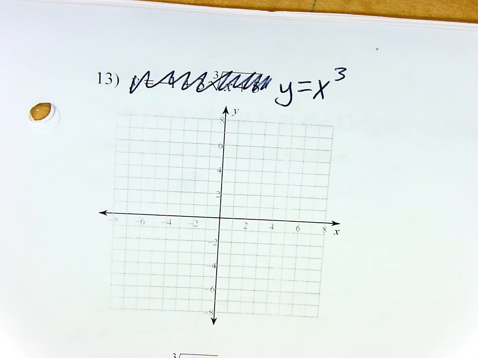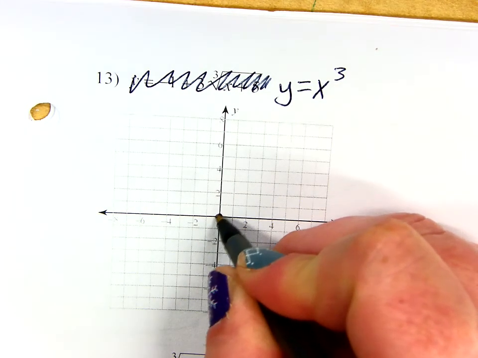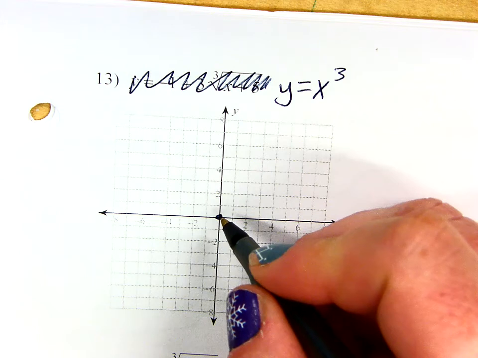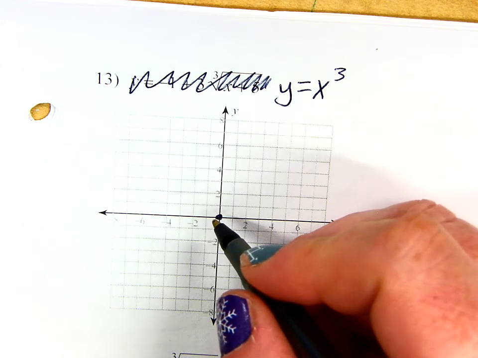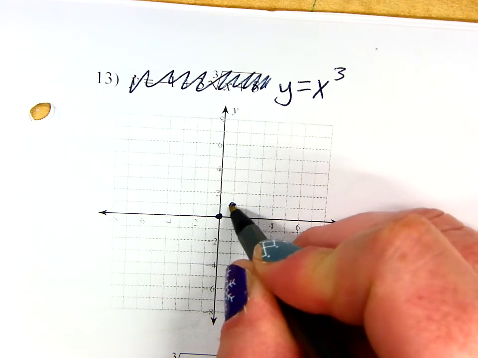Let's start with positives and then we'll try some negatives. So of course I can plug in 0. What's 0 cubed? 0, so I get out 0. Let's plug in 1. What's 1 to the third? 1 times 1 times 1 just gets me 1, so (1, 1) is another one.